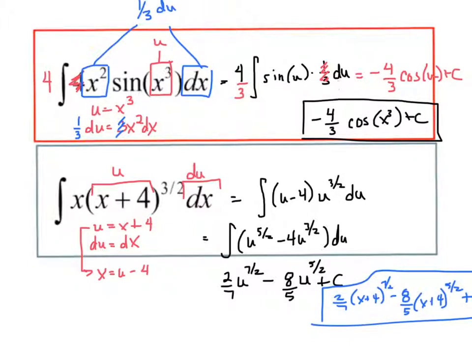Like here, du got rid of the product. It wasn't x squared anymore, it was just the sine of u. And here, the same thing. We were able to get rid of the product and turn it into something we could just use the power rule for. If that's not possible, then we have to go to integration by parts.